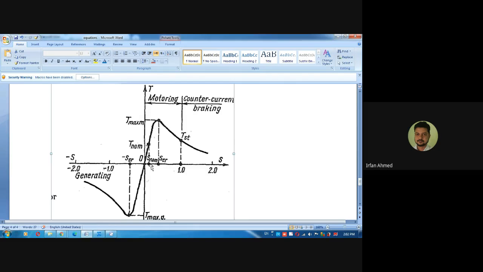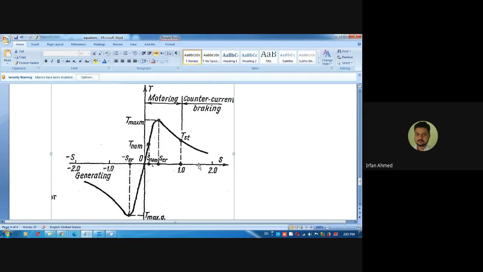Okay. If you go on increasing the speed, at this point the motor speed becomes equal to the synchronous speed, in which case the motor torque becomes 0. This is the 0 speed, this is the synchronous speed. If you increase the speed above the synchronous speed by using some external means, then your motor goes into the generating mode. The machine operates as a generator. Is this clear? 0 speed, synchronous speed, greater than synchronous speed.